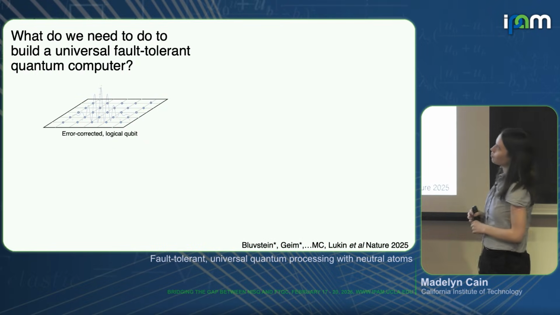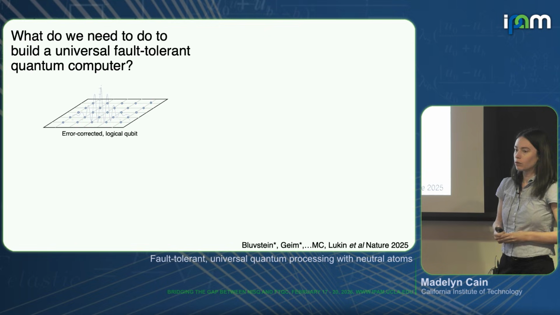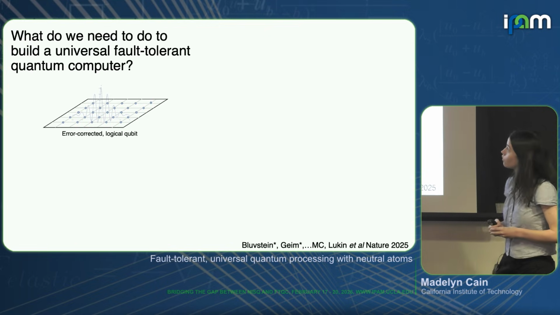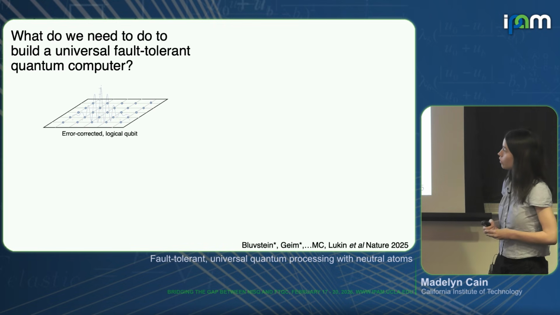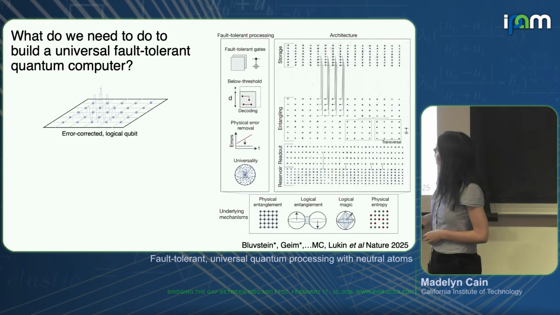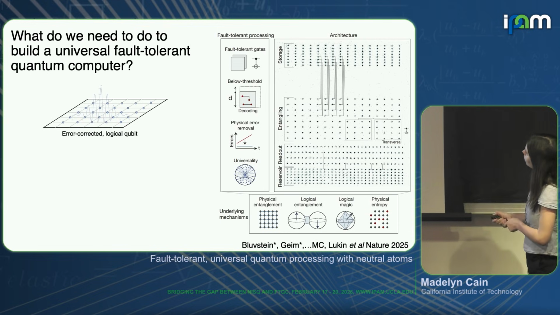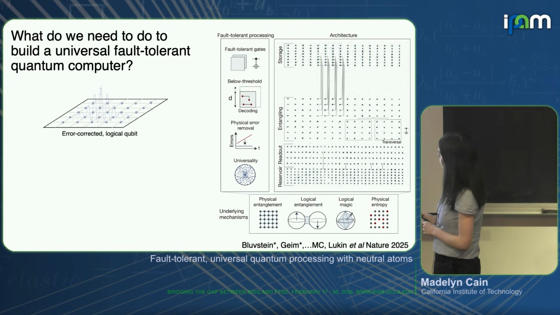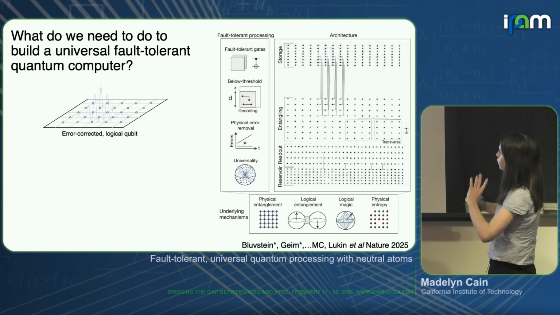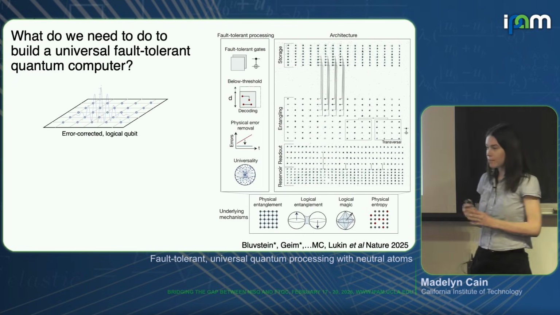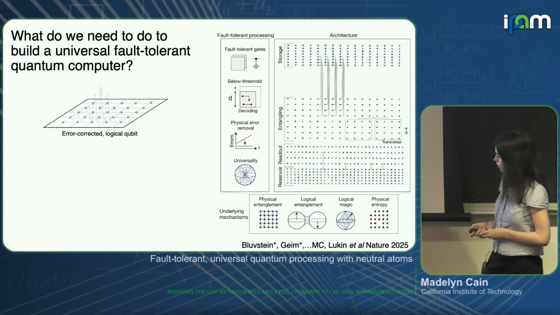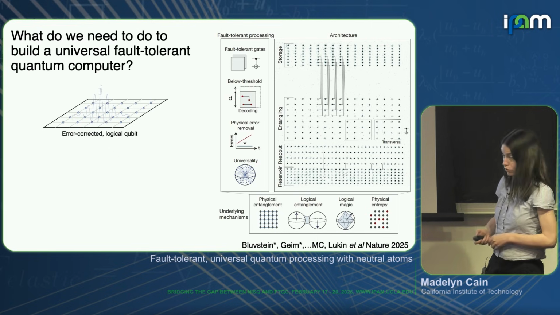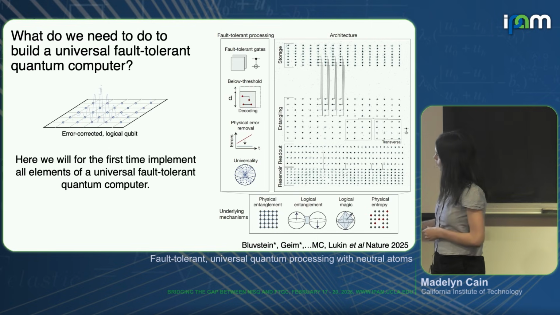So to outline my talk, in this work we're going to explore the key elements that one needs to build a universal fault-tolerant computer with neutral atoms. This is showing the physical atomic layout of the architecture. We're going to be exploring the various elements and key mechanisms that one needs for fault tolerance and universality, and really understanding their underlying mechanisms in order to reduce the overhead of error correction.